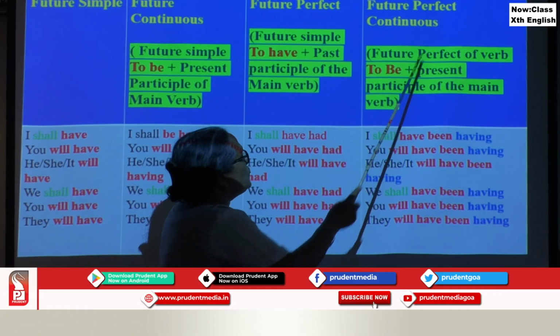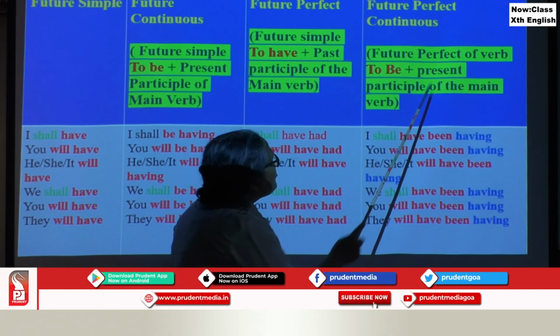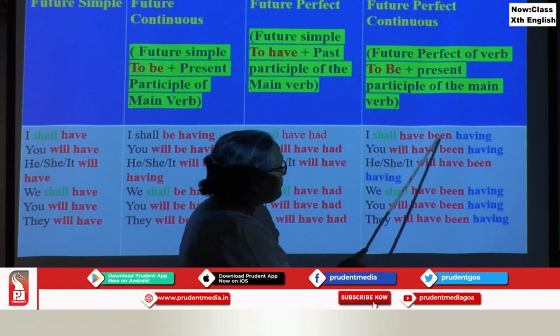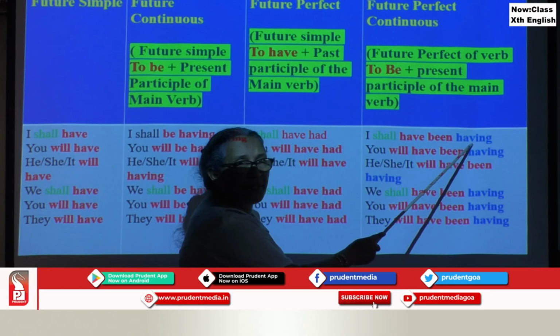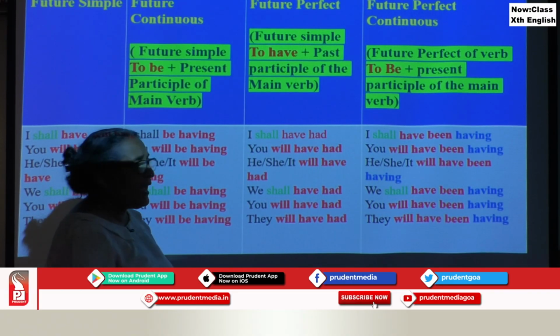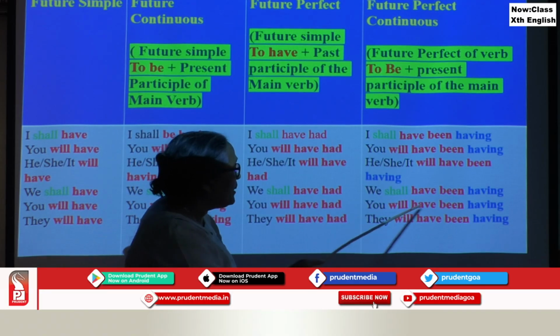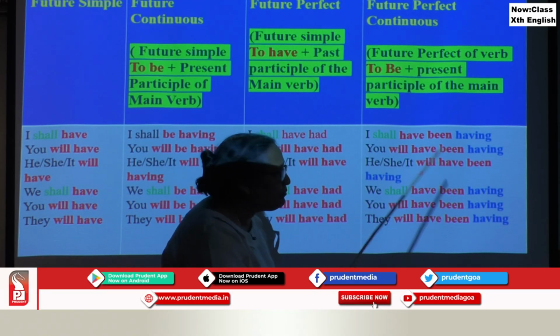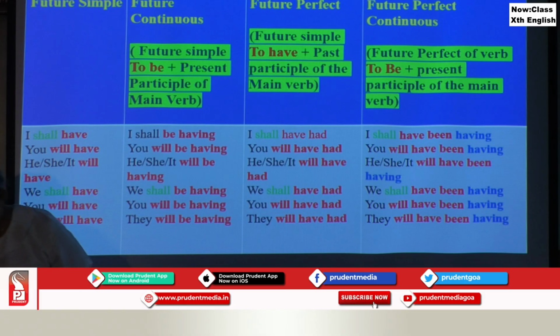Future perfect continuous, you will have future perfect of verb to be. I shall have been plus having. You will have been having. He, she, it will have been having. We shall have been having. You will have been having. They will have been having.